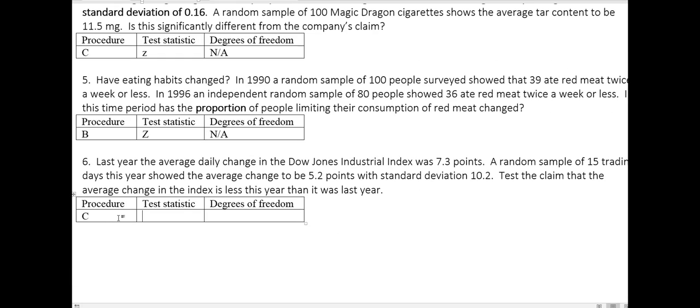And that's that procedure. The standard deviation of 10.2 is related to the 15 in the sample. So that's not a population number, that's a sample number. And they didn't give me any expectation for the standard deviation of the population. So that actually puts us at a T-score. And so degrees of freedom would be n minus 1. So in this case, 15 minus 1, which is 14.